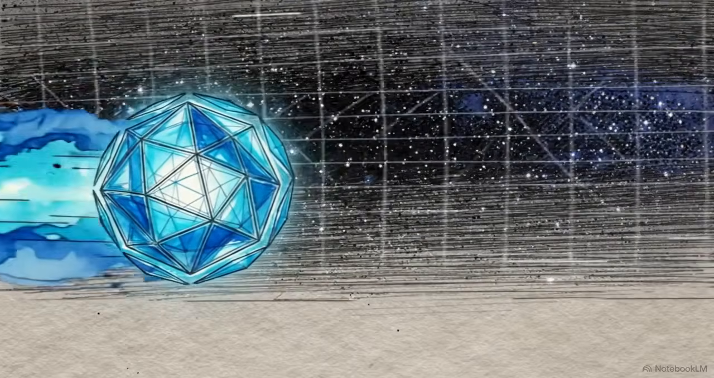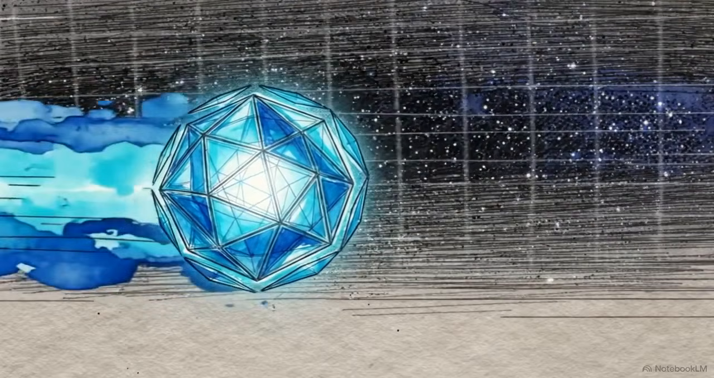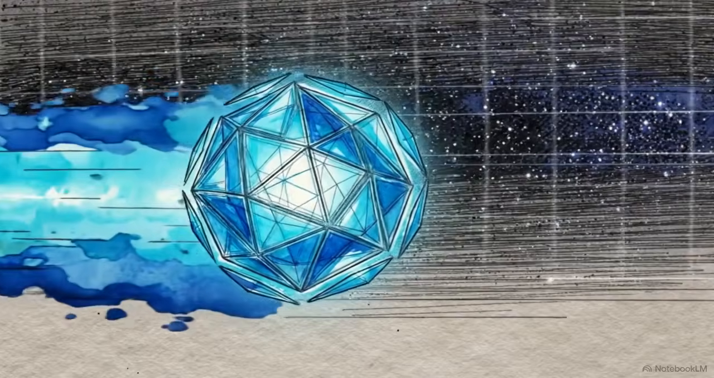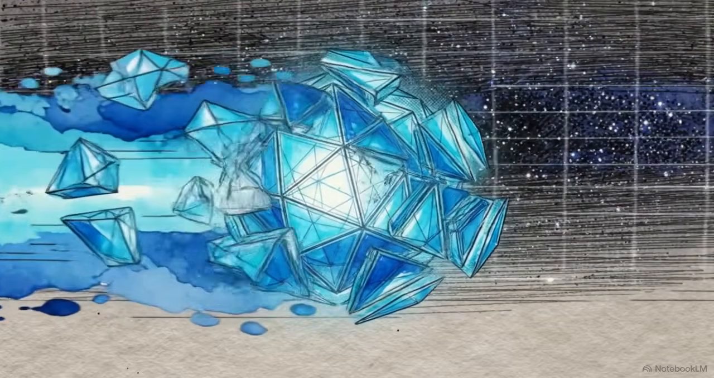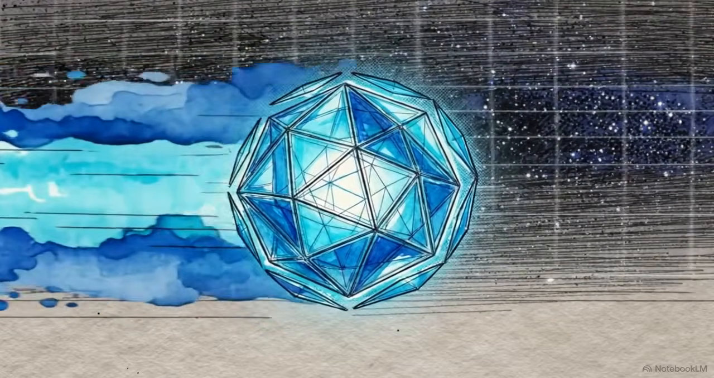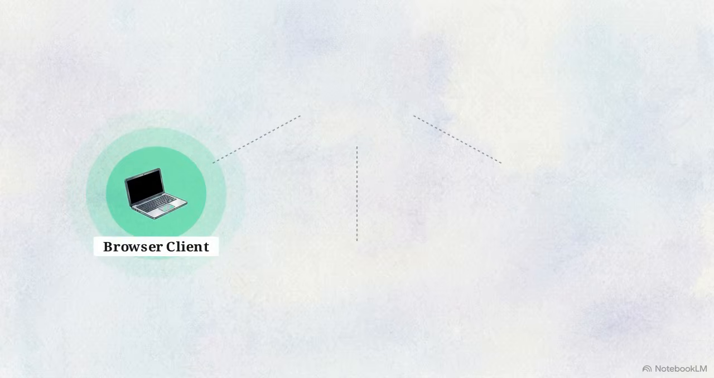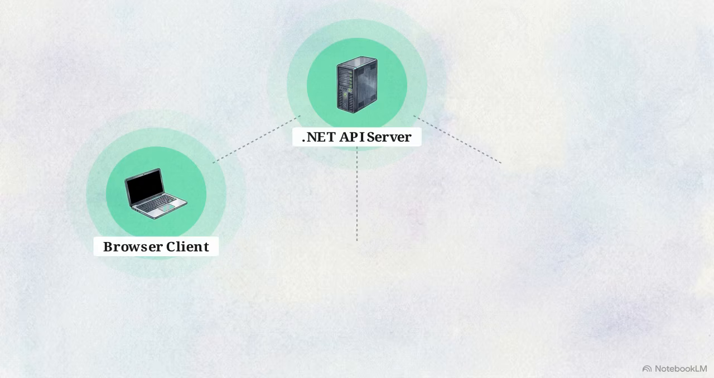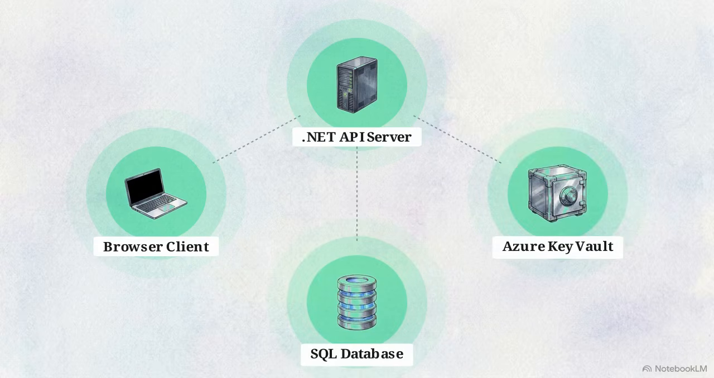Building a modern web application is an exercise in strict isolation. You're managing state, memory, and trust across environments that are entirely disconnected. You have a browser client running on a user's machine, a .NET API server, a relational SQL database, and cloud infrastructure like Azure Key Vault.